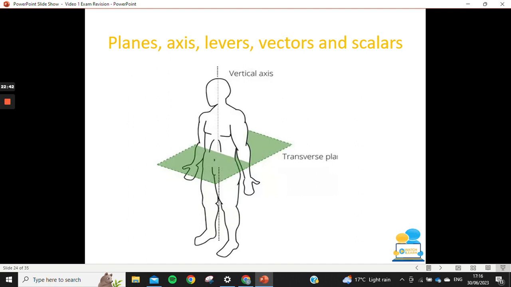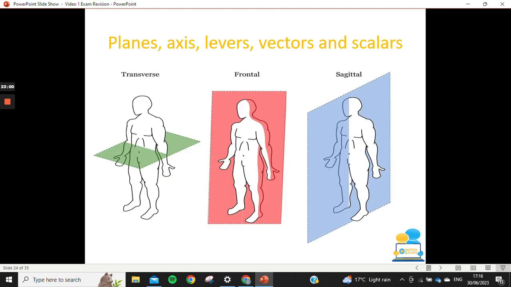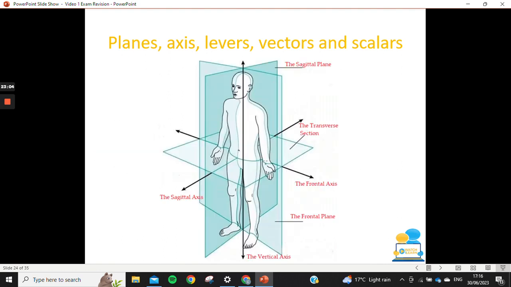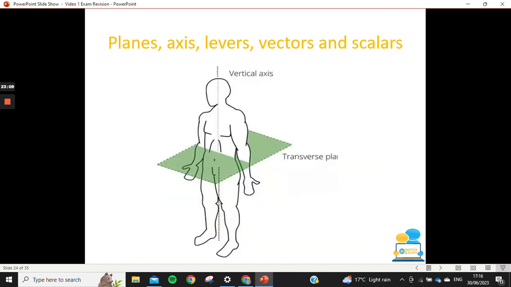The answer is the vertical axis and the transverse plane. What I've just presented here with the different axes and the different planes is the way that you might think about answering a question like that. Try and think about which plane the movement is taking place in, and also which axis the movement is taking place in. For this question, the vertical axis is the axis the movement's taking place in.